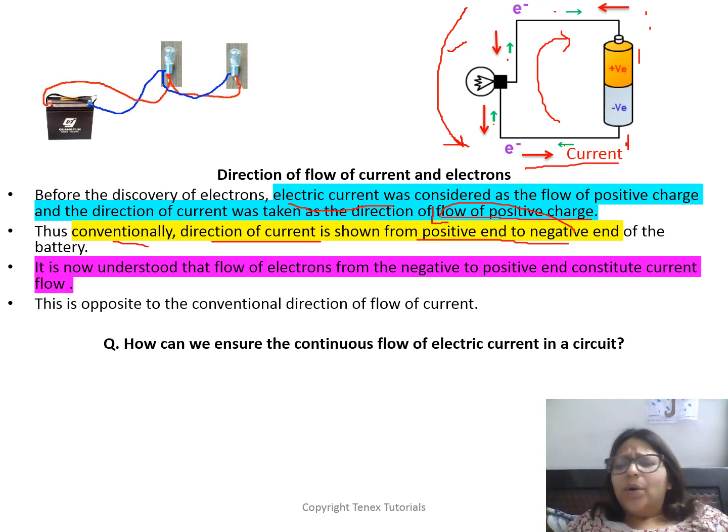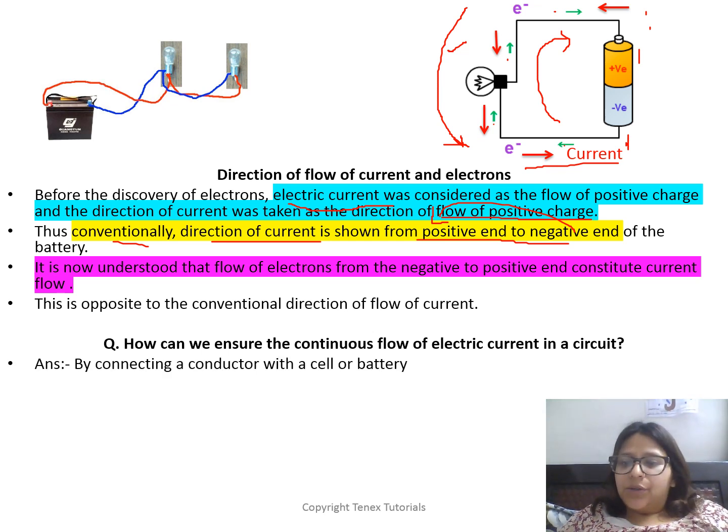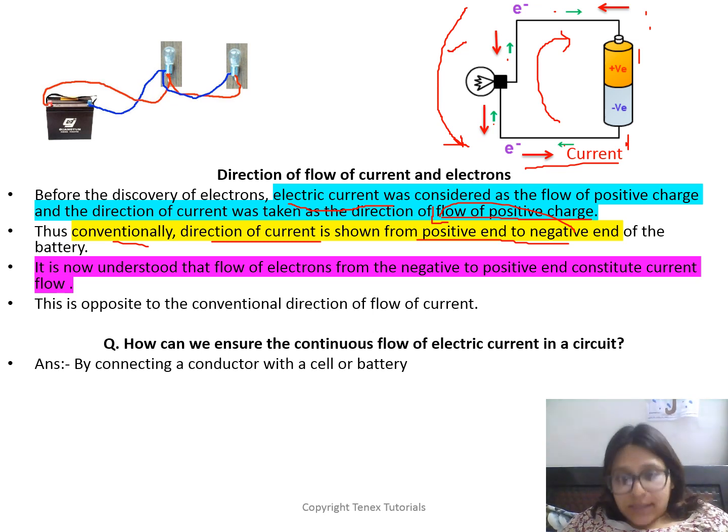How can we ensure that current flows continuously through the electrical circuit? I can ensure it by connecting it to a cell or a battery. If I connect it to a cell or a battery which has an inexhaustible source of chemical reagents, which is capable of producing electrons at one end and consuming electrons at the other end, the electricity will flow continuously through the conductor.